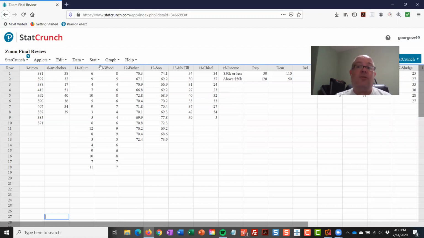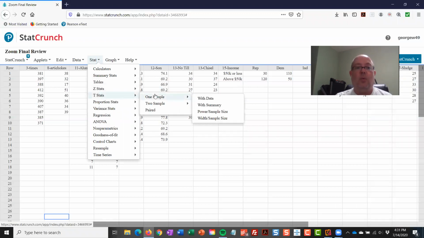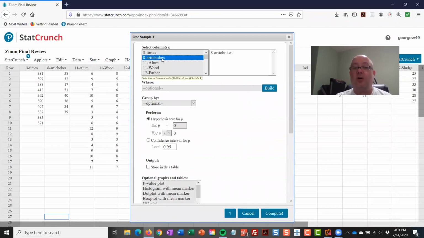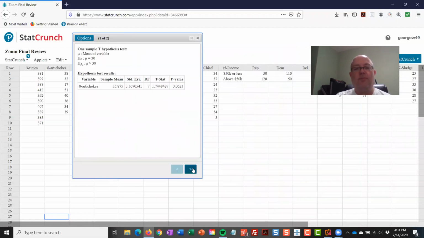Okay, I'm going to start as if it's a one mean test again. Stat, T, one sample, this time with data. Select the column that has the data, artichokes. The null hypothesis was that mu is equal to 30, and the alternate was that it was greater than 30. To check the condition, I need to ask for the box plot with mean marker. Press compute, and there are the results of the test, but let's look at the graph first.